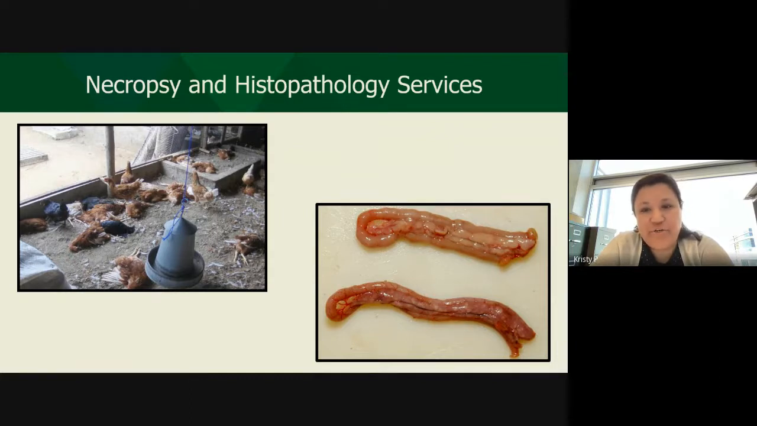And the picture in the bottom right-hand corner is just another pathology picture. I know Dr. Baldwin showed you a few in her slides. Here's one. This is a loop of duodenum, and the section between the loop of the duodenum is pancreas. The pancreas in the top picture is healthy and normal. In the bottom picture, there's a lot of hemorrhage and edema and necrosis, and that's a sign of highly pathogenic avian influenza.